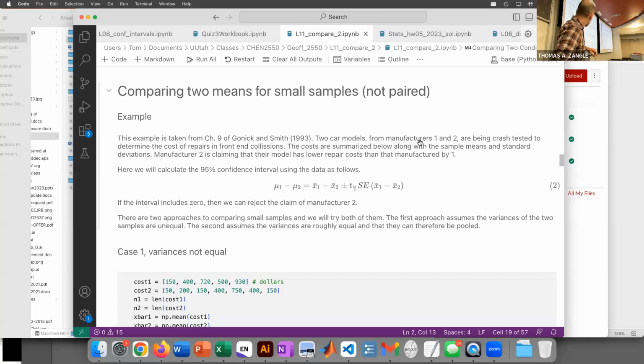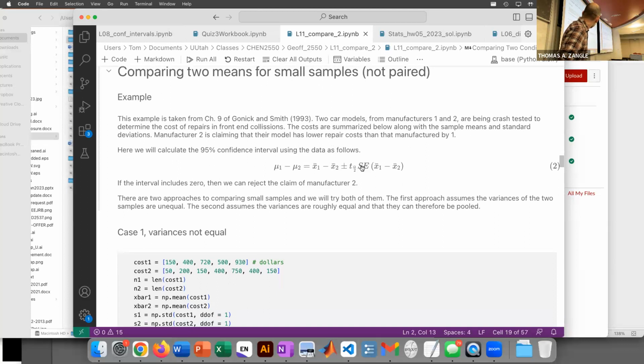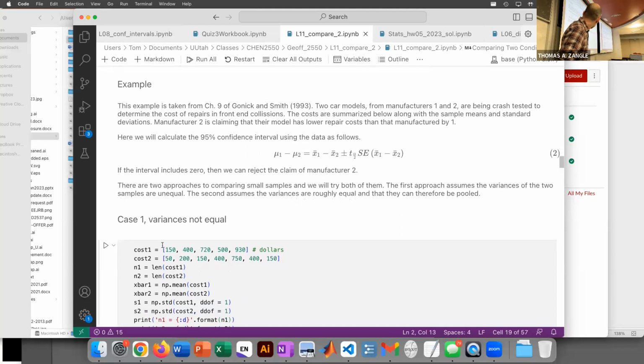So I have a slightly different example, where we have two car models that are being crash tested to determine cost of repairs. The costs are summarized below, right? So we have the costs written out here in these arrays, along with sample means and standard deviations, which are computed from those arrays. Let's say that manufacturer 2 is claiming that their model has lower repair costs than manufacturer 1, right? So this might be of importance to an insurance company or something.